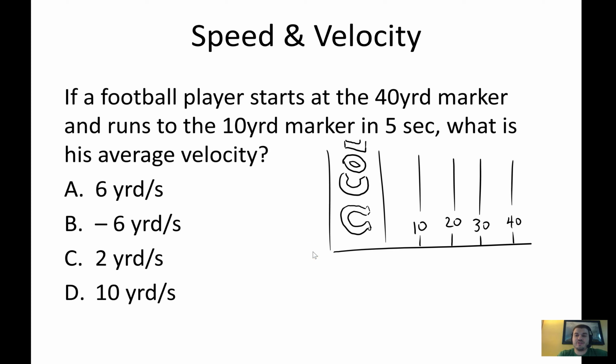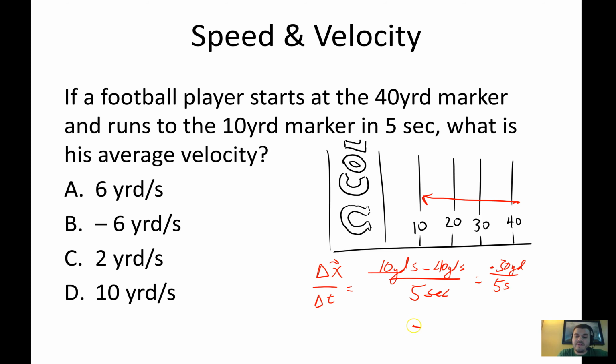A football player who starts at the 40-yard mark and runs to the 10-yard mark in 5 seconds. What is the average velocity? So remember, that is change in position over change in time. So the final position is 10 yards, and the initial position is 40 yards. So I need to subtract that, and it takes 5 seconds. So then we would have a negative 30 yards in 5 seconds, or a value of negative 6 yards per second. So this would be the average velocity.